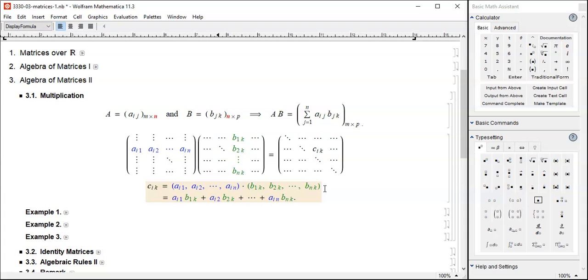How does the scalar product work? A1 times B1, A2 times B2, A3 times B3, all the way up to An times Bn, and then add them all up as we have over there.